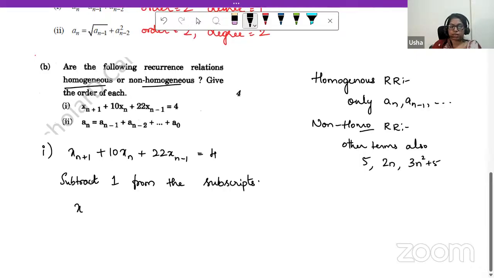So here n plus 1 minus 1 is n, plus 10 xn minus 1, plus 22. Here already xn minus 1 is there. Another minus 1, it will be xn minus 2. Wherever n is there, everywhere you do minus 1. So this becomes xn, this becomes xn minus 1, this becomes xn minus 2. And suppose you had n here, here also you should do minus 1. But here we don't have, it's just a constant. So write down the constant.